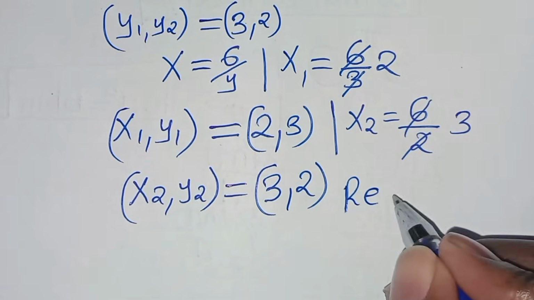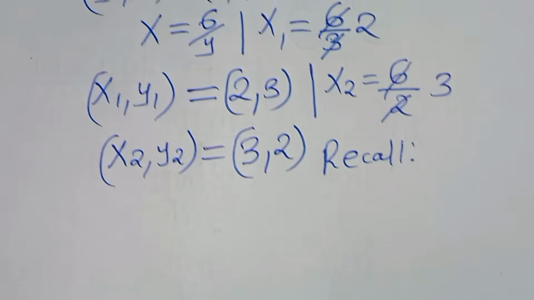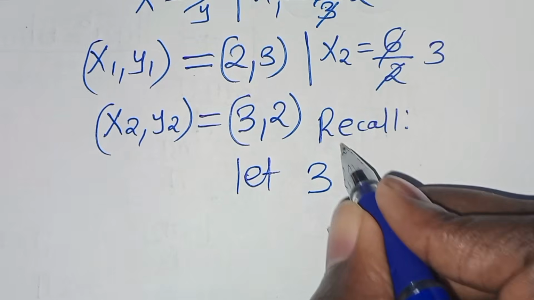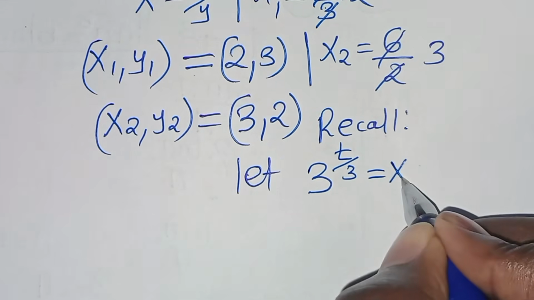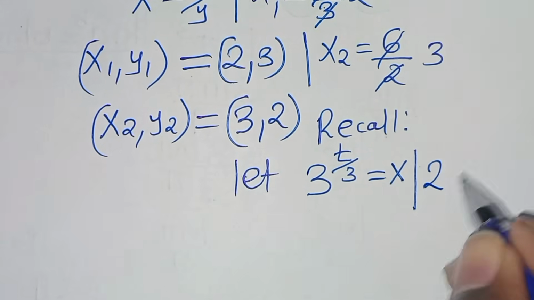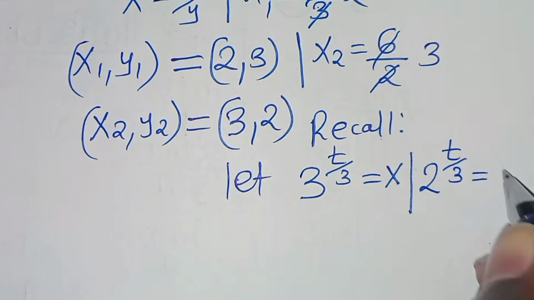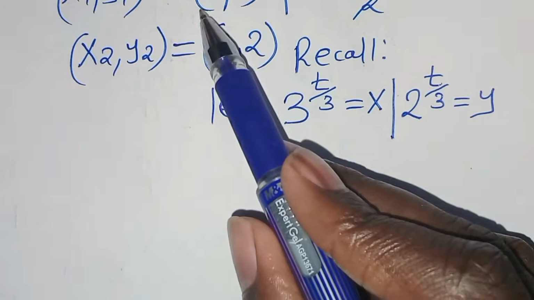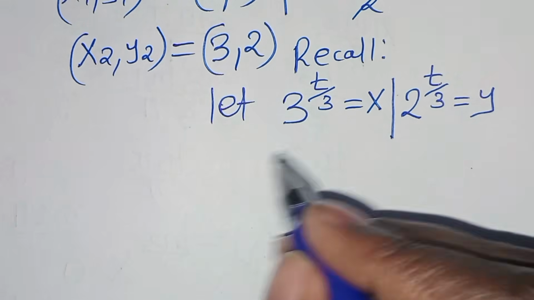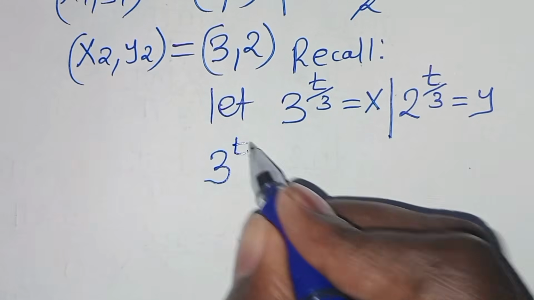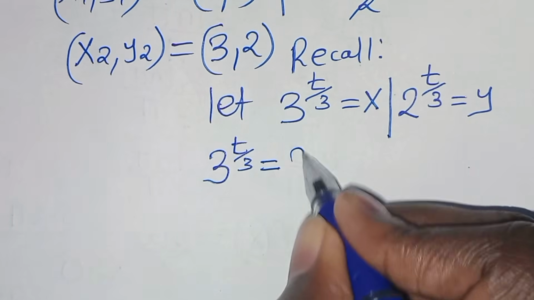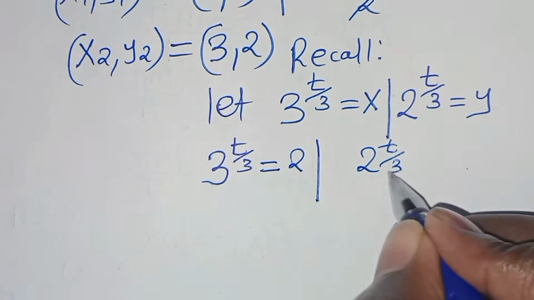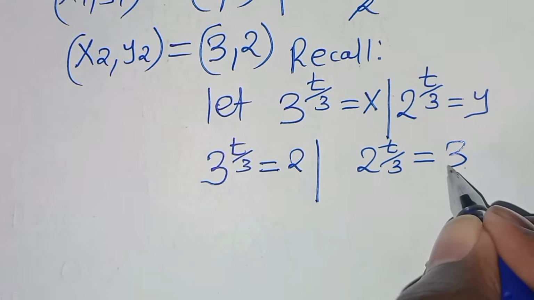Now, if you recall, we are saying that let 3 to the power of t over 3 be equal to x, and let 2 to the power of t over 3 be equal to y. Substituting from the first set of solution here, we have 2 and 3. So this implies that 3 to the power of t over 3 is equal to x, which is equal to 2, and 2 to the power of t over 3 is equal to y, which in this case is equal to 3.